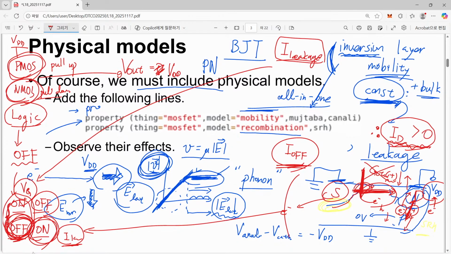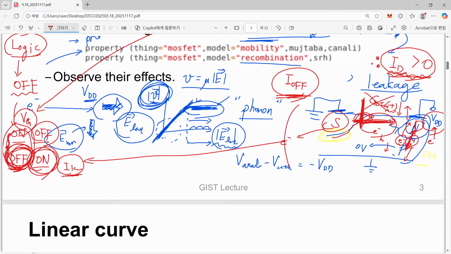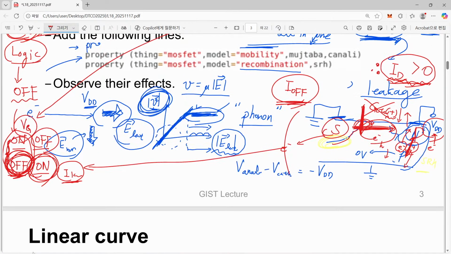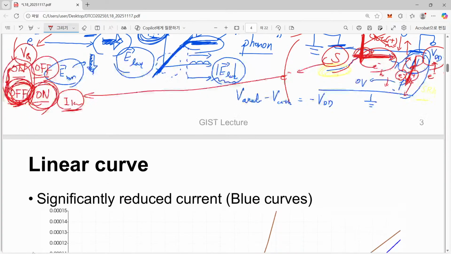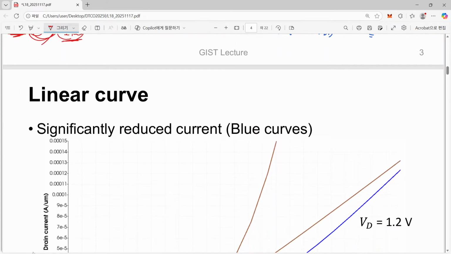So inclusion of these parameters or these physical mechanisms is very important to have reasonable data. Also, I strongly recommend that when you perform your term project, please include these effects in your project. Otherwise, you can highly overestimate your performance. Then you may be quite happy because you have a high performance device, but it's not that realistic.